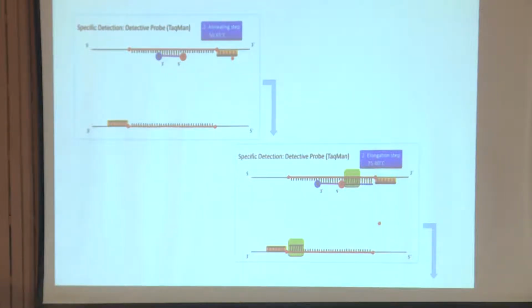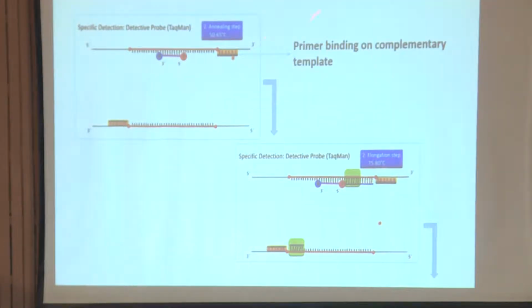So remember, I already told, the same enzyme has got 5' to 3' exonuclease activity. So it is adding new bases. At the same time, it is removing whatever comes in its way, right? So what is coming in its way? Probe. Probe is having fluorophore and quencher. So it starts removing that.